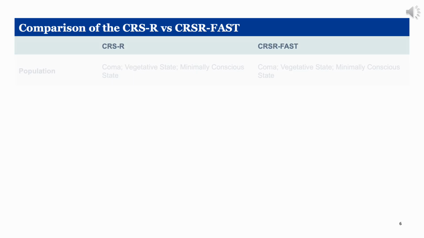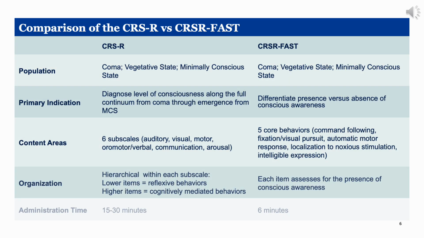This slide outlines the core characteristics of the CRS-R and CRSR-FAST, highlighting both their similarities and distinctions. Both assessments are designed for the same patient population: individuals experiencing coma, vegetative state, or unresponsive wakefulness syndrome, and the minimally conscious state. The full-length CRS-R is intended to evaluate the level of consciousness across the entire continuum, from coma through emergence from the minimally conscious state. In contrast, the primary purpose of the CRSR-FAST is to determine the presence or absence of conscious awareness.